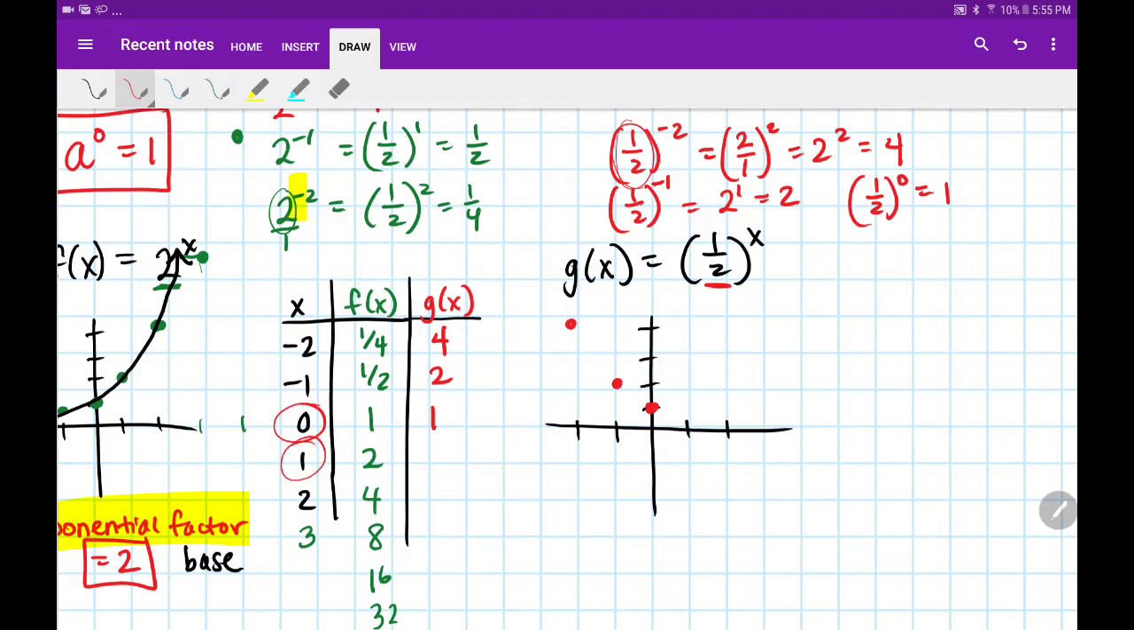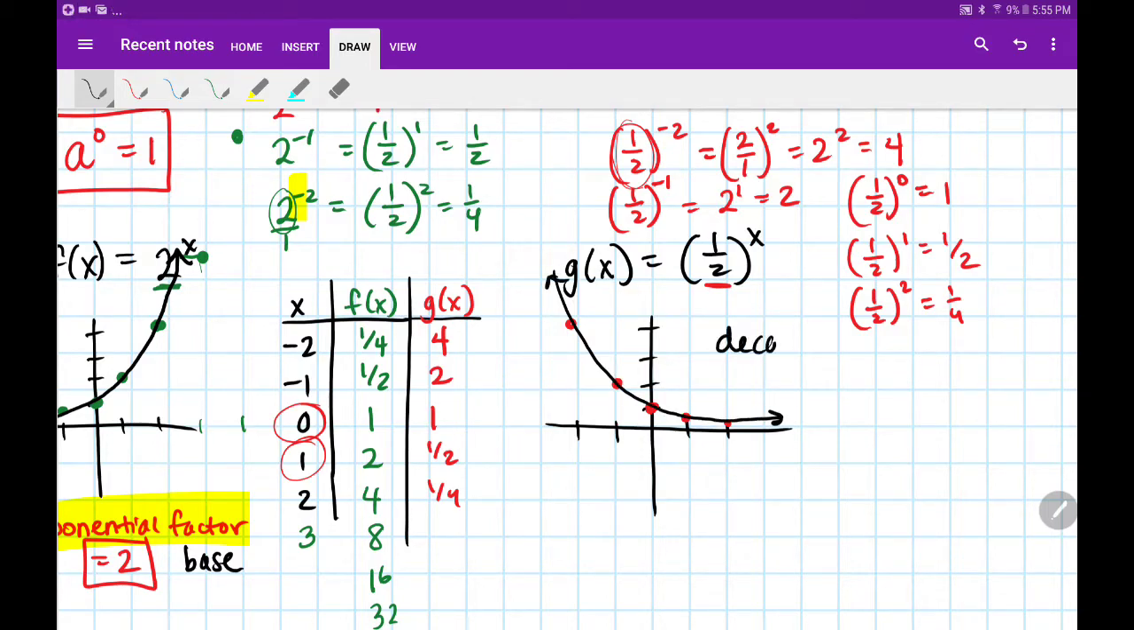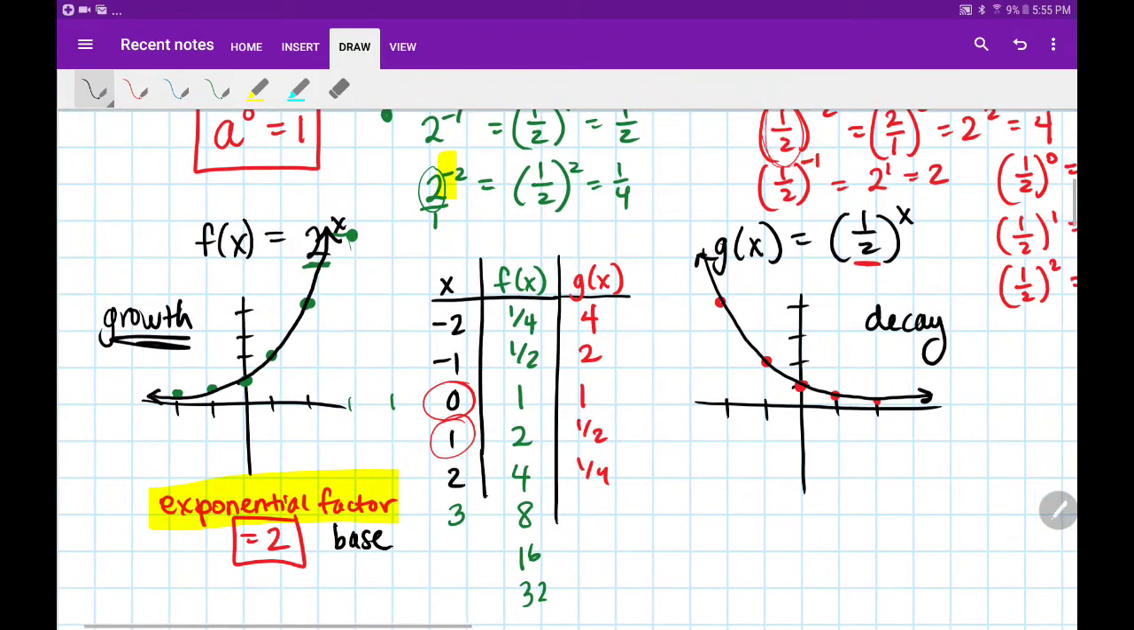Next, I'm going to plug in x to be 1, so 1/2 to the power of 1 is just 1/2. And then 1/2 squared is 1/4. And you'll notice the exact reverse shape as the last graph. This time, we have an exponential decay function.